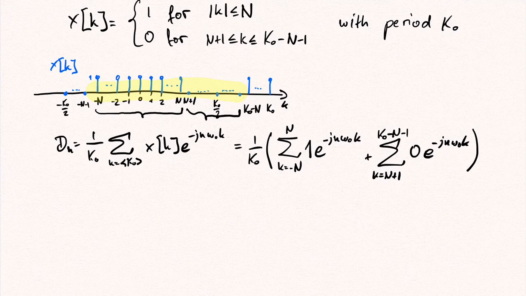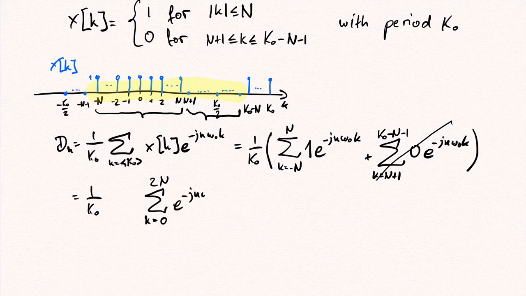Of course, the second sum doesn't contribute to d_n, and we want to rewrite the first sum as 1 over K0 times the sum for k equals 0 to 2N of e to the power of minus j n omega 0 k. And in order for those two expressions to be equivalent, we have to multiply the entire sum with e to the power of j n omega 0 capital N.